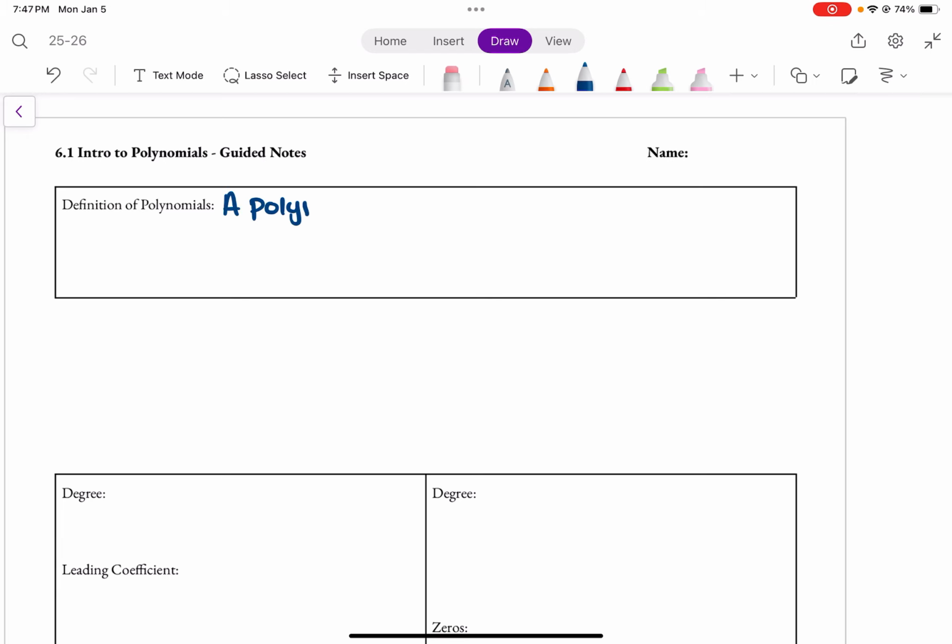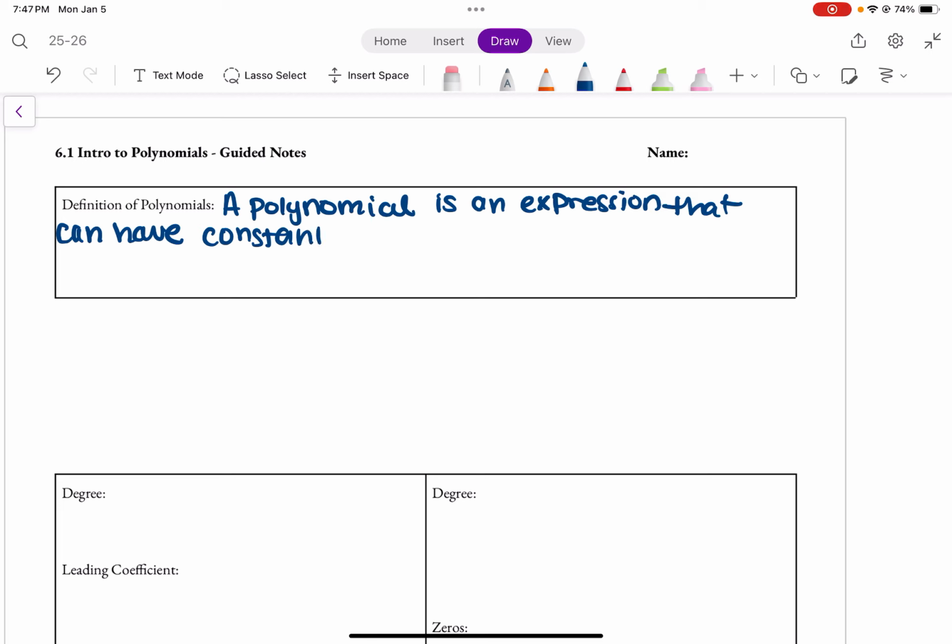So a polynomial is an expression that can have constants, variables, and exponents. Right? So we're very familiar with polynomials, but we're just going to reiterate and make sure that we all have the same understanding.